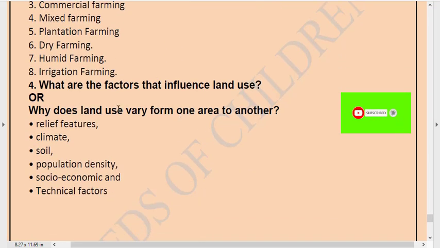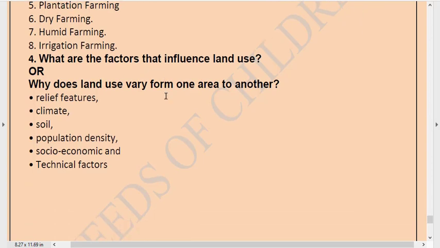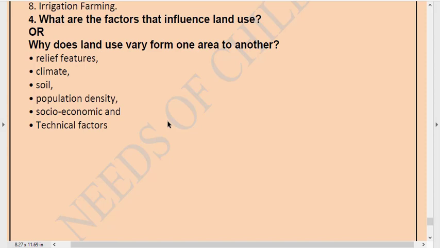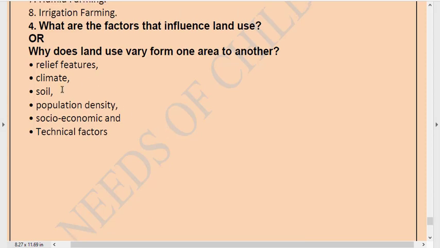Next question. What are the factors that influence land use, or why does land use vary from one area to another? Relief features, climate, soil, population density, socio-economic and technical factors.